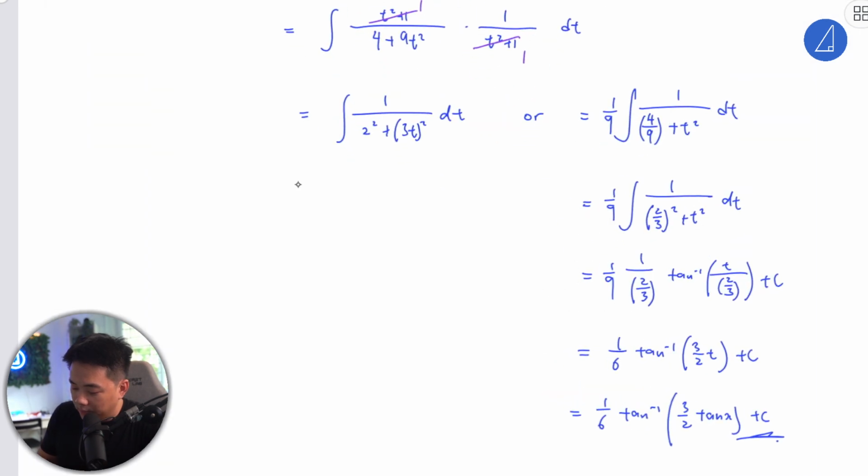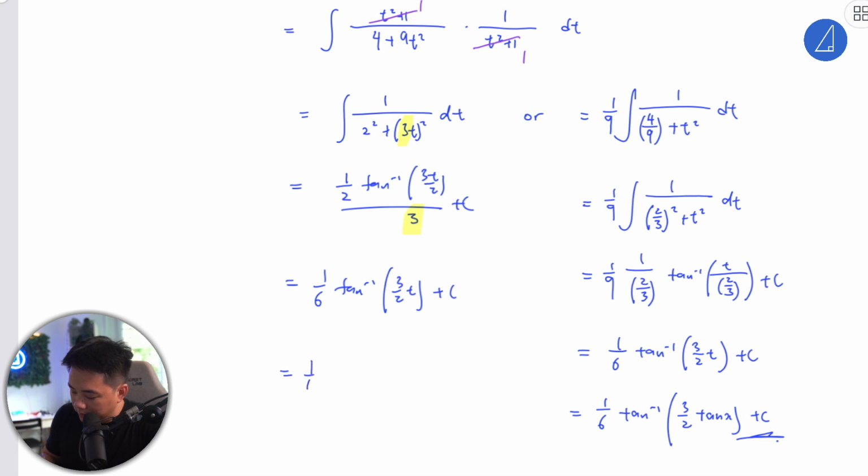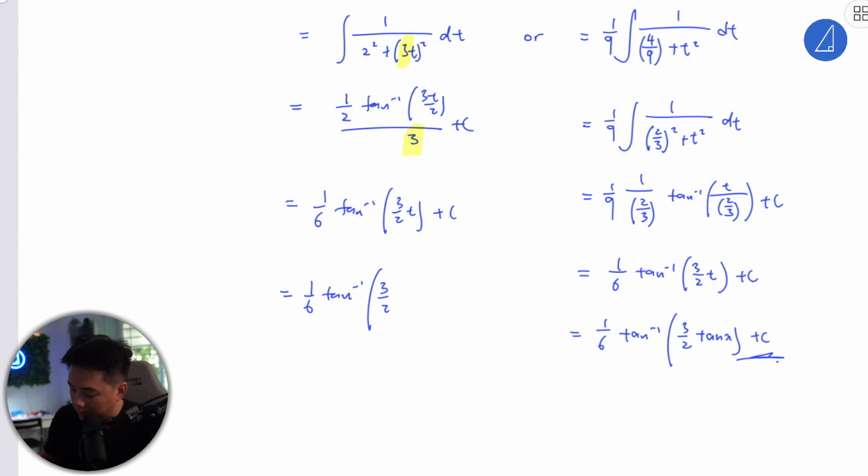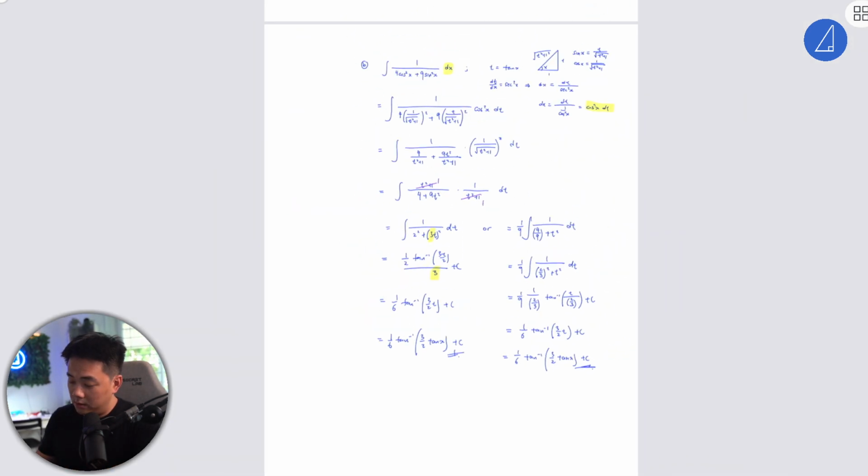Whereas for this one, if you want to do it straight, it should be 1 over a tangent inverse 3t over 2, divided by 3. A lot of students will always forget to divide by this 3 here, so just remember to divide by 3. This is 1 over 6 tangent inverse 3 over 2t. Let's say this is 1 over 6 tangent inverse 3 over 2. We usually suggest students take the coefficient out, but t is tangent x. So that's how you do this question proficiently.